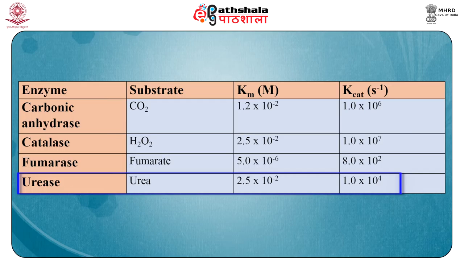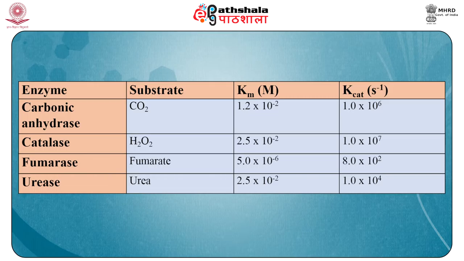You can easily observe that where the Kcat is high, for example, in the case of carbonic anhydrase, the Km is 1.2. Where the Kcat is 1 into 10 to power 7, the Km is yet similar at 2.5 into 10 to power minus 2. This is when you compare the values for carbonic anhydrase and catalase. Again, look at urease. The Kcat is quite low, that is 1 into 10 to power 4 per second. However, the Km is similar to that of catalase, 2.5 into 10 to power minus 2. This table therefore indicates that Km and Kcat are not necessarily related.